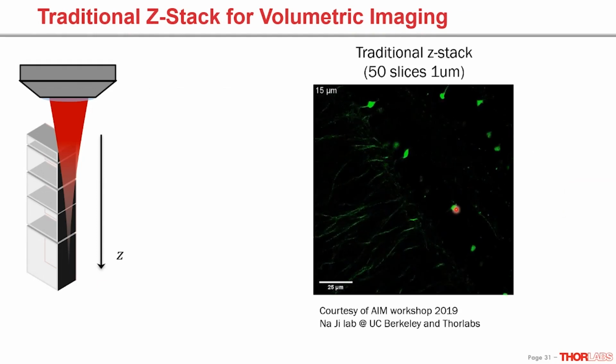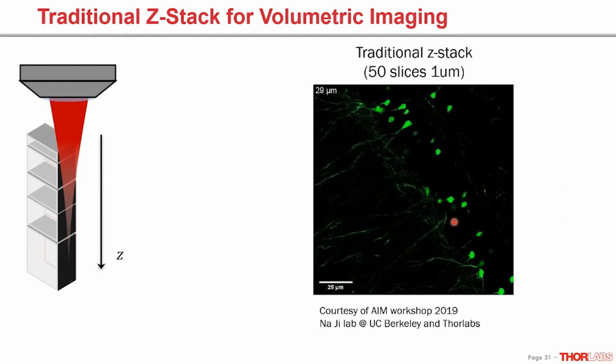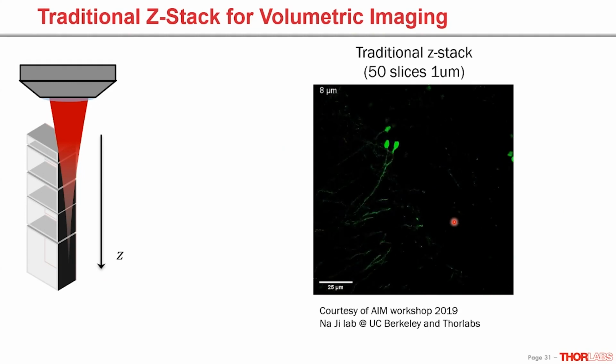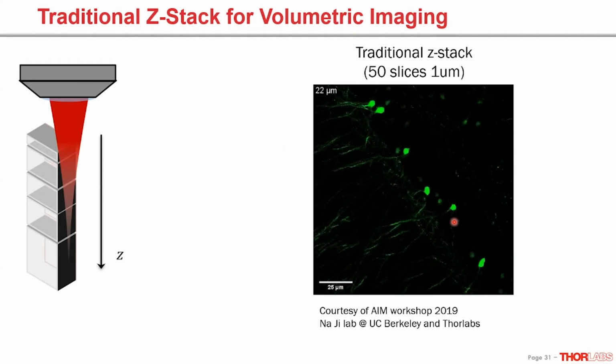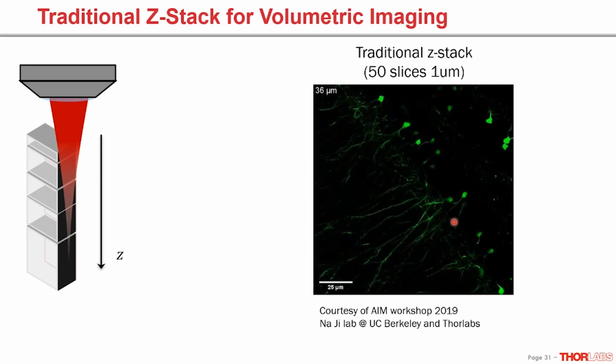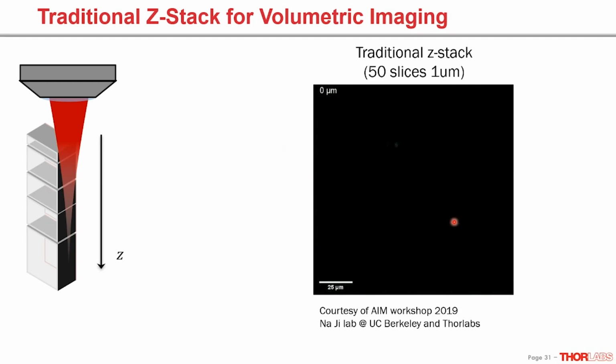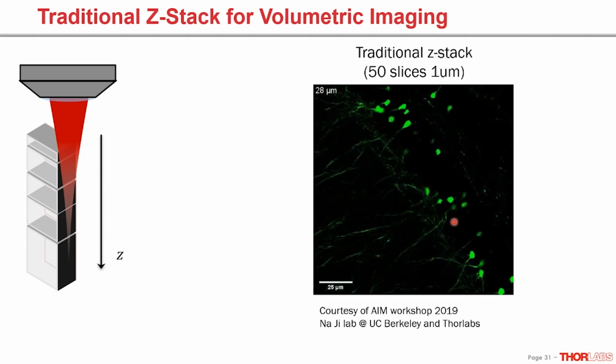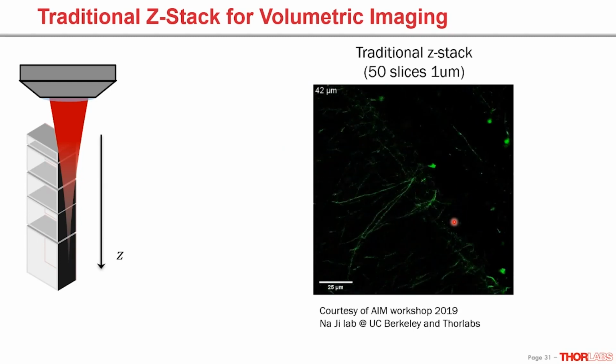Shown here on the right is a traditional Z-stack taken with a Gaussian beam. What this video is showing is 50 slices that were taken at 1 micron step sizes. This is courtesy of the Advanced Imaging Microscopy Workshop in 2019, and this data was collected by group members from Najee's lab at Berkeley and Thorlabs.